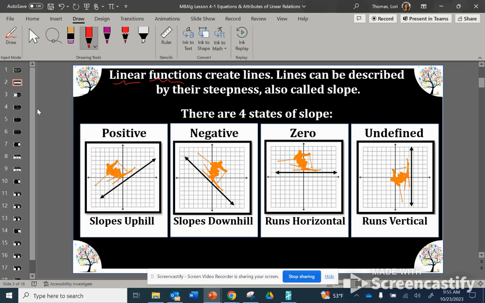So there are four states of slope, and remember we always read graphs from left to right. As we trace this graph from left to right, we are going in a positive direction. When we trace this line left to right, we are going in a negative. We're going downhill. When we are going straight across horizontally, we are not going up or down, we're just staying constant. Our slope is called zero. And when we have a vertical line, which we know is not a function, we define the slope as undefined.